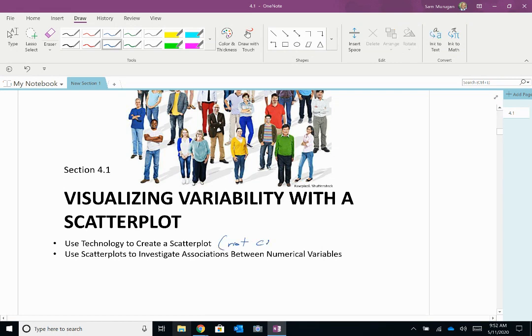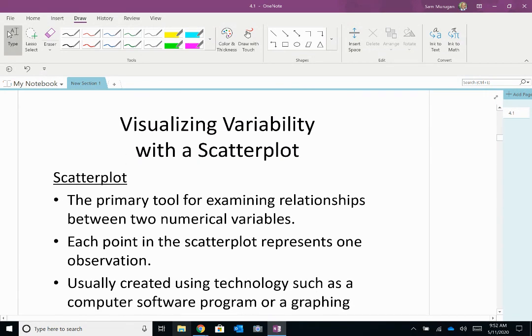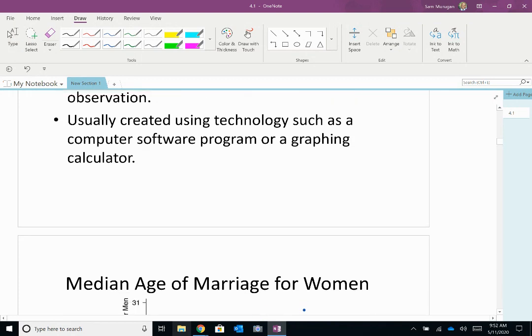not create. So a scatter plot is the primary tool for examining relationships between two variables. Each point on the scatter plot represents one single observation. They are usually created using technology such as a computer program or graphing calculator.